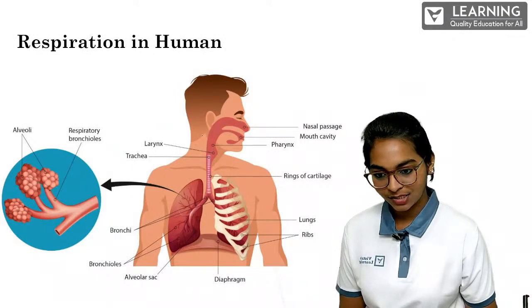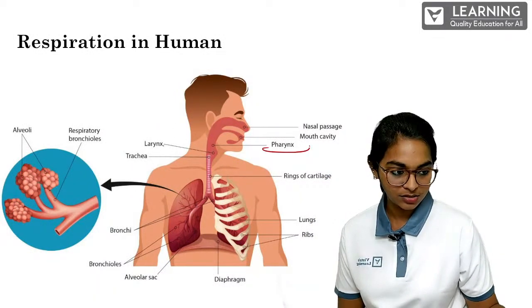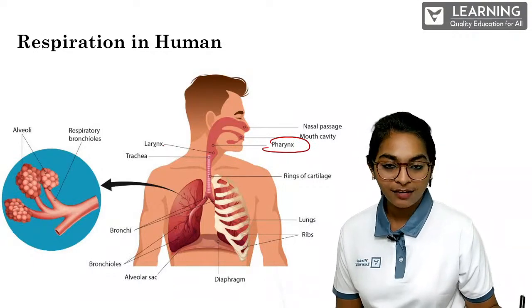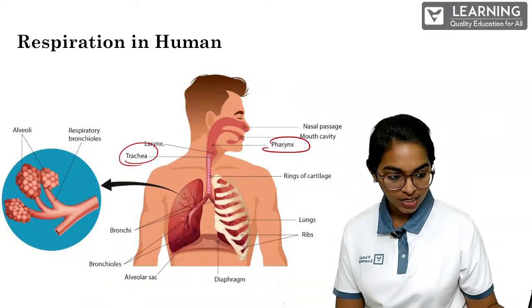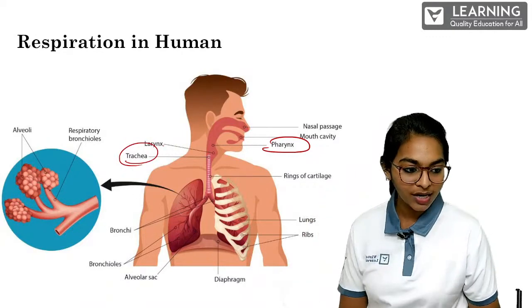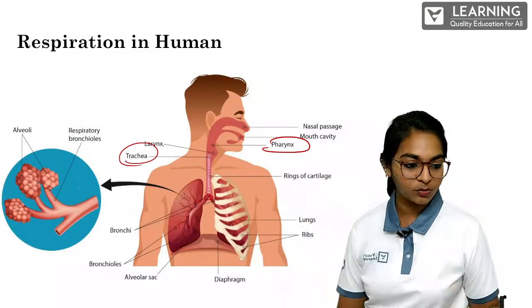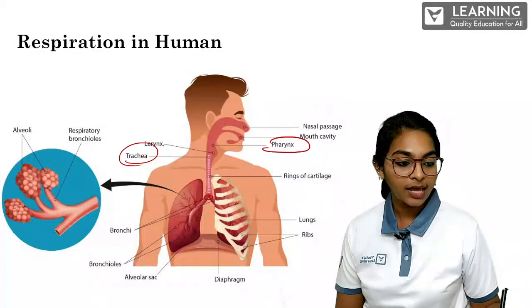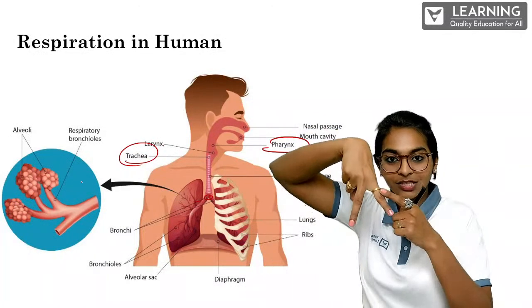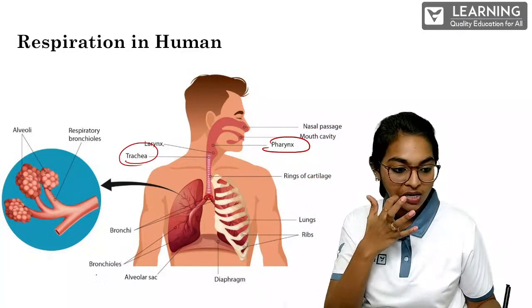It has a nasal passage. It has the pharynx, which is a common passage for both. Then you have the larynx, the voice box, and the trachea. The trachea branches into bronchi, at the point where it splits. So this one is one bronchus, this is another bronchus, and together they are the bronchi. These get divided into many, which are called bronchioles.